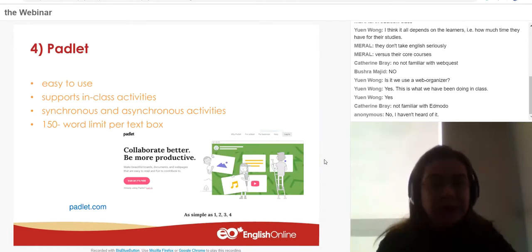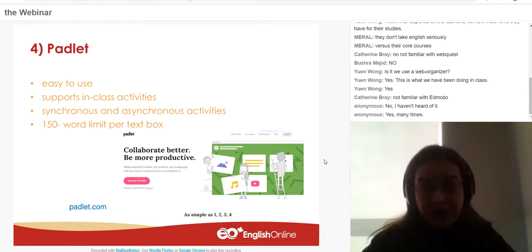And the fourth one is Padlet. So I would like to ask you if you have used Padlet because again, it can be used in many different ways. You can apply it with your K-12 students in an ESL structure.